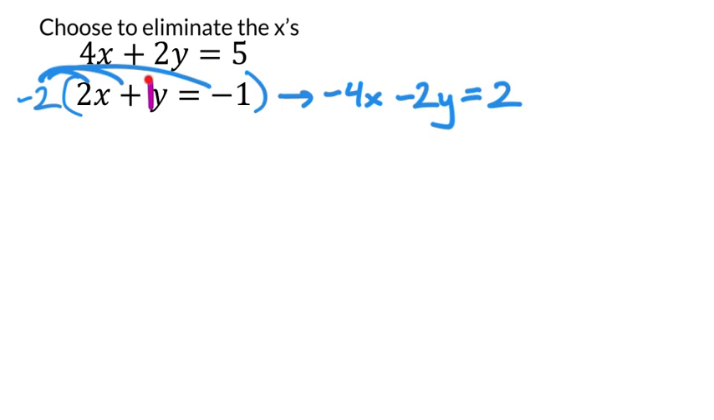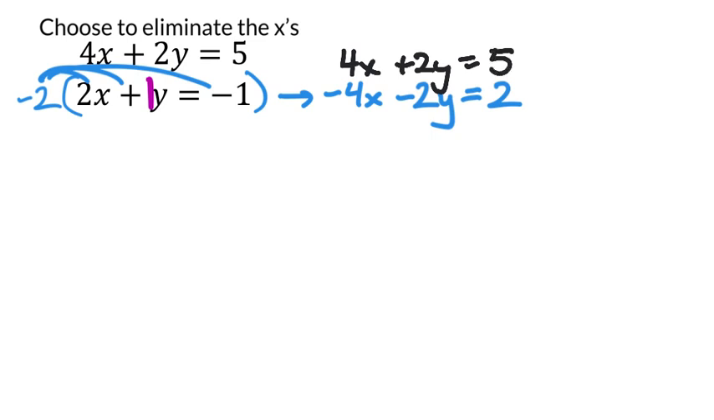Maybe they miss one of the negatives or something like that, or just a brain fart in general, but that should be a positive 2 because it's a negative times a negative right there. Now, we didn't do anything to that top equation. So it still is 4x plus 2y equals 5.